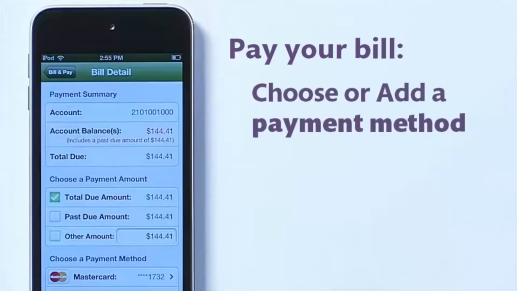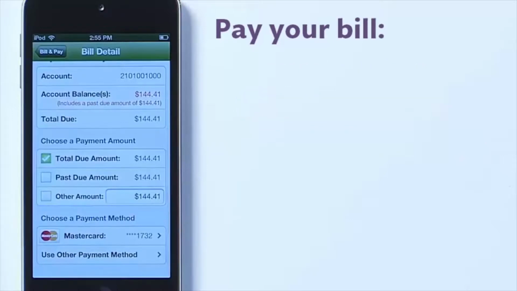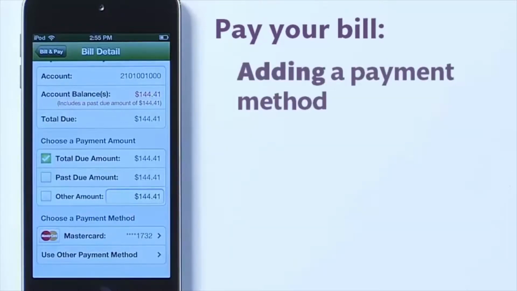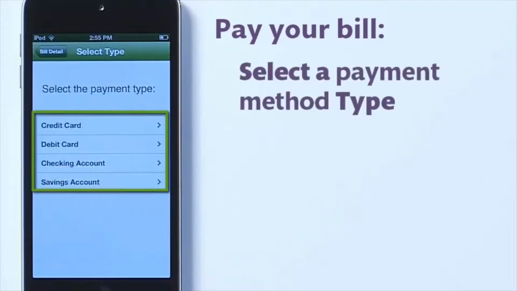If you've already stored a payment method, you can select it here. You may need to provide additional information, such as a credit card verification code. To use a different payment method, tap Use Other Payment Method at the bottom of the screen. Select the appropriate payment type, in this case, a credit card.